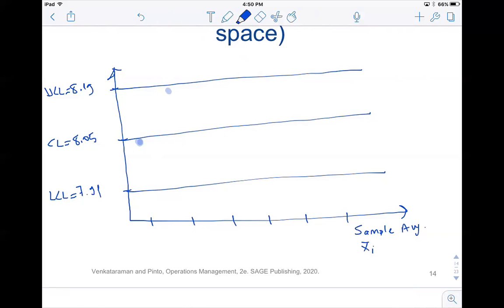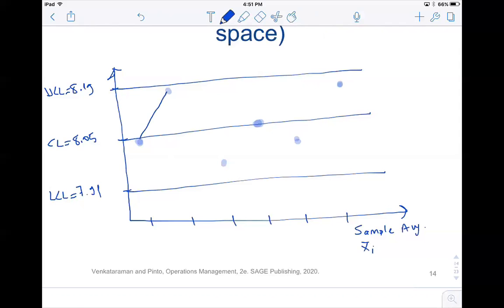So 7.94 is the third one, and it is close to the lower control limit. And the fourth value is 8.05. It is right on my center line, which is nice. 7.98 is somewhere here. Okay. And 8.13 is the last one. It's close to my upper control limit. Okay, these are my sample averages that I collected.